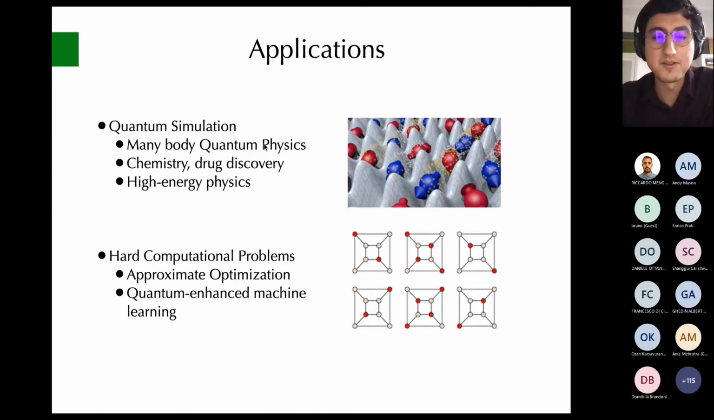But besides many body quantum physics applications, they also hold the promise to be useful for chemistry, and then for drug discovery and also for high energy physics. This has been used in several experimental research papers. But it can also be used in hard computational problems. For example, in this case, you see a set of maximal independent sets. So imagine that if the atoms that I showed in the previous picture were either in their excited or ground state, and if this corresponded to a red or white dot, then some of these points would correspond to subsets of a graph that are not connected by a link. So these types of problems are natural for the system that is described by the neutral atoms. They can be used, for example, for approximate optimization, and also for quantum enhanced machine learning, if you try, for example, to characterize the different graphs that are formed with these atoms.